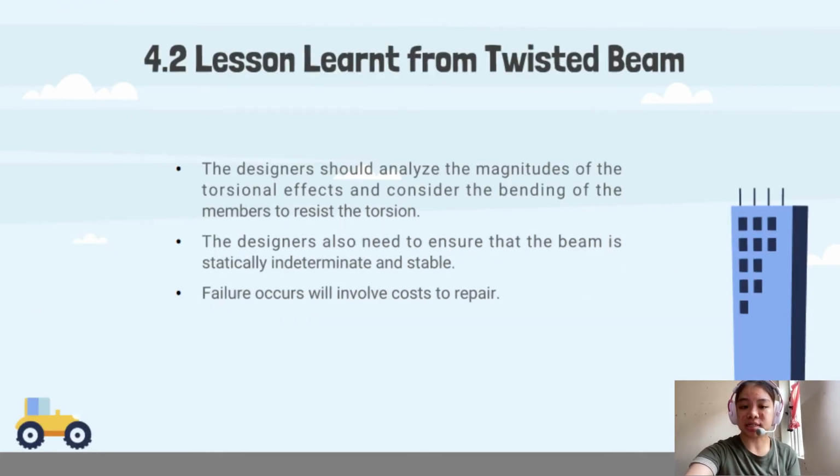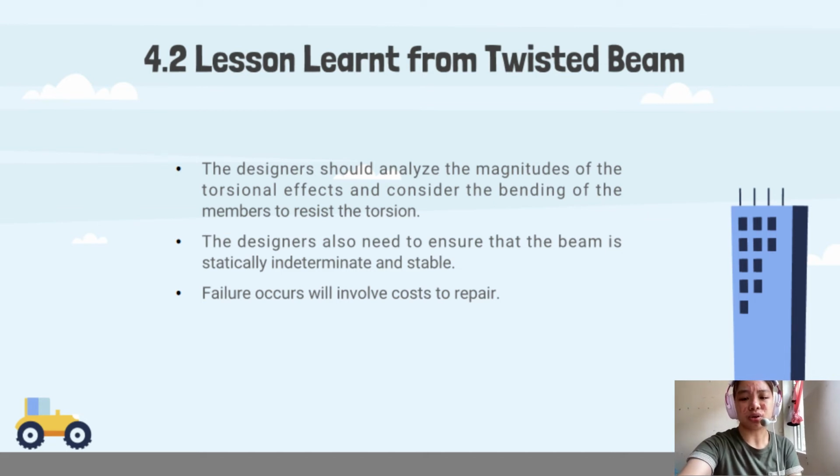So the next part is the lesson learned from twisted beam. In our case, the beam has formed torsion, which is a twisted beam due to an unrestrained beam. The designers should analyze the magnitudes of the torsional effects and consider the bending of the members to resist the torsion. With that, there is an approach to designing our beam by placing columns that indirectly form a restrained beam. This approach is needed to eliminate torsional effects.